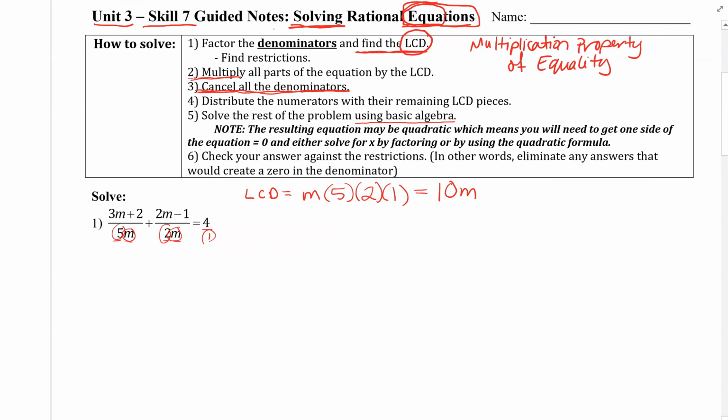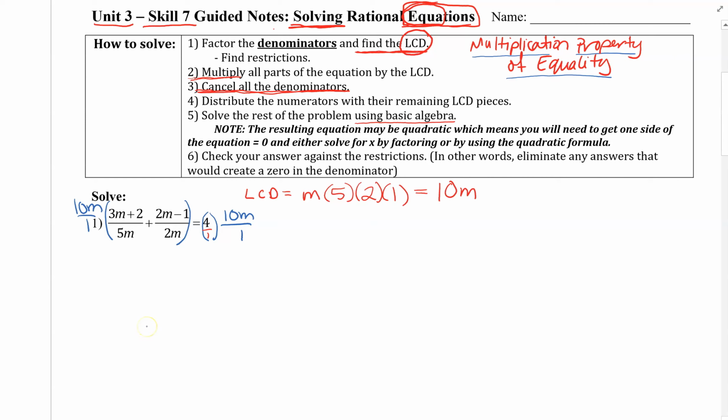So I find that first. I have to get really good at finding LCDs. Okay. But instead of making each of these have a 10m in the denominator, I'm going to do something different with that LCD. I'm going to take that LCD and multiply it to both sides of the equation using the multiplication property of equality. If I multiply 4 by 10m and then all of this by 10m, the resulting quantities, though they will be different, will still be equal to each other.